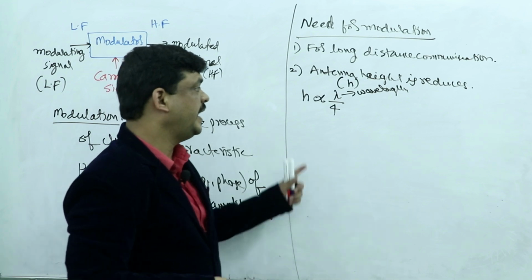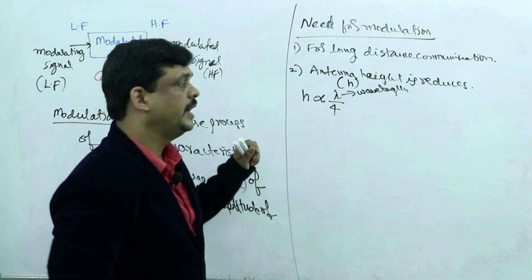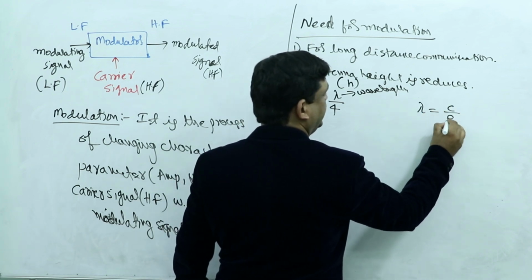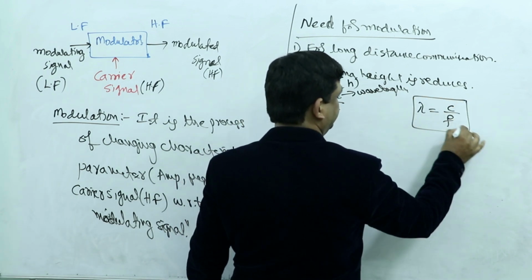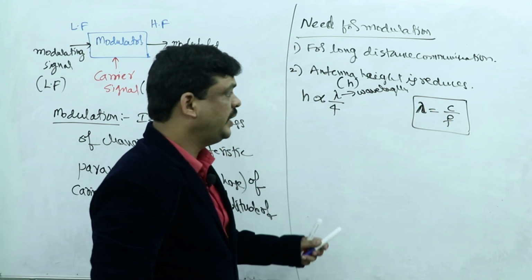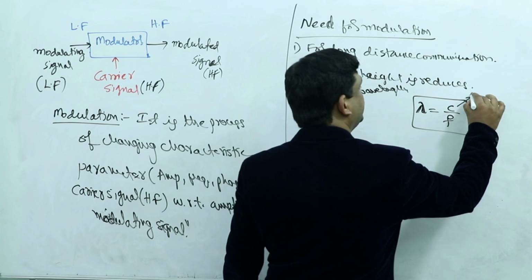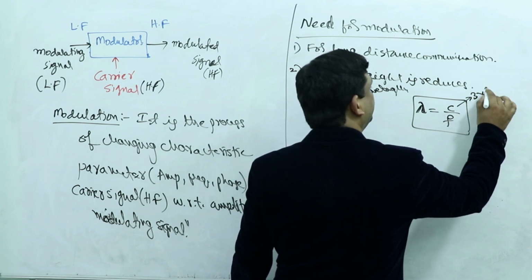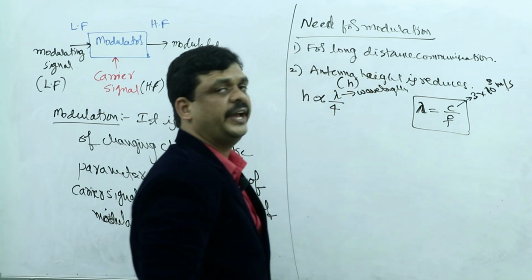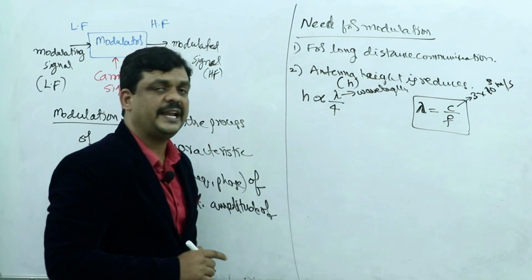If the wavelength is very high, antenna height is also very high. And the wavelength and frequency, these two are inversely proportional. So we can write like this. This is another standard equation: wavelength lambda is equal to c by f. What is c here? c is the light velocity, that is 3 into 10 to the power of 8 meters per second. That explains the light velocity.